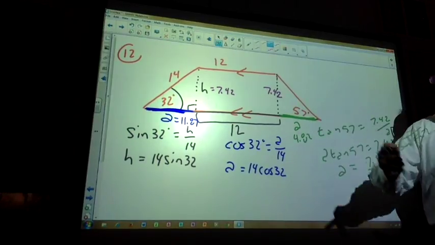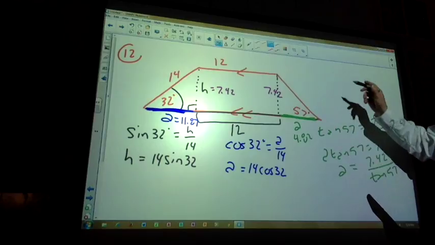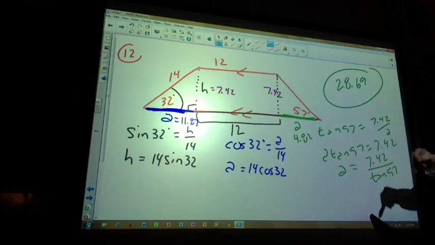So how do I find that whole distance? Well, I add 11.87 and 12 and 4.82 and find out that that whole base is 28.69 units.